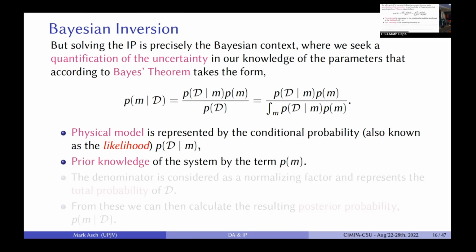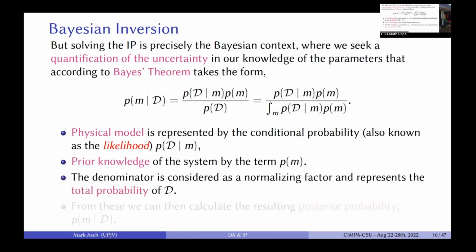Prior knowledge or historical knowledge of the system is described by P of M. I'll show you, for example, in geophysics, there's a lot of P of M. I'll show you how P of M is known. It's known usually from experience. And if it's not known, one can also make some very simple assumptions of what it could be. And the denominator is just a normalizing factor and not really important.